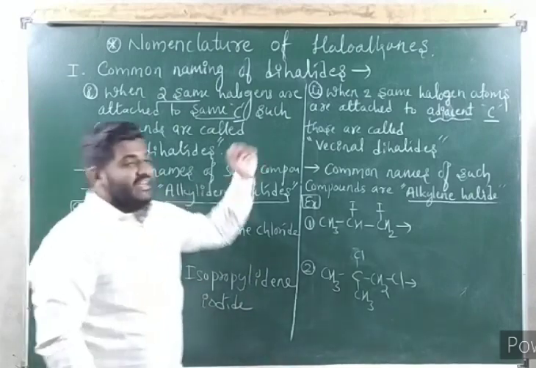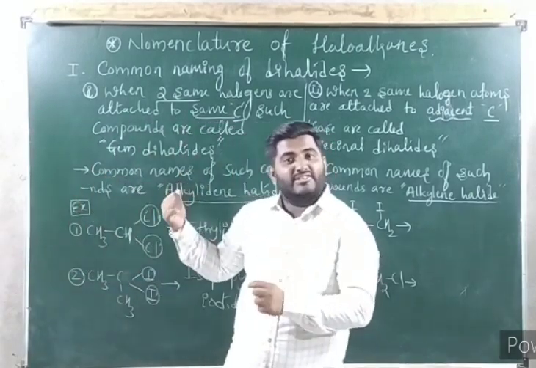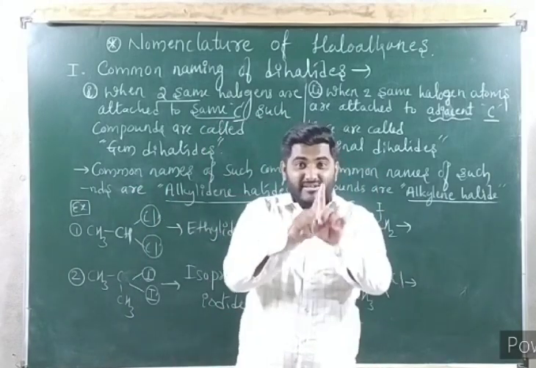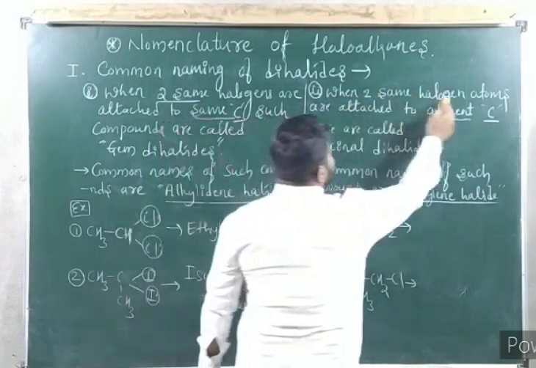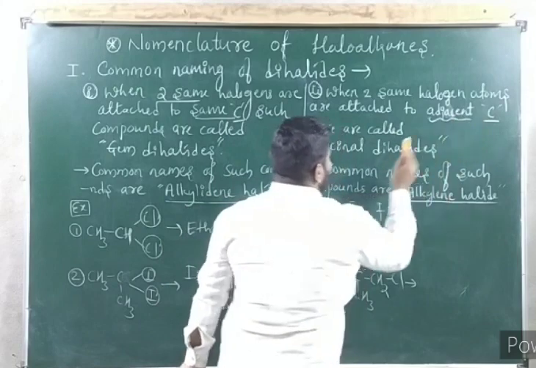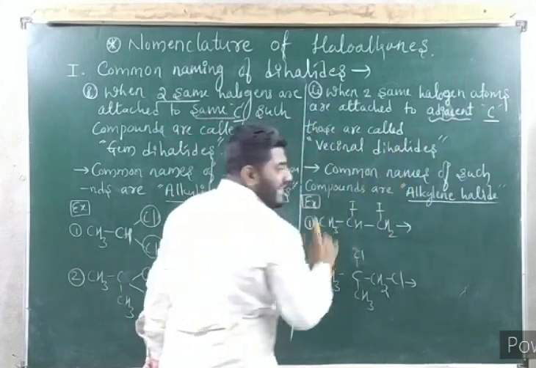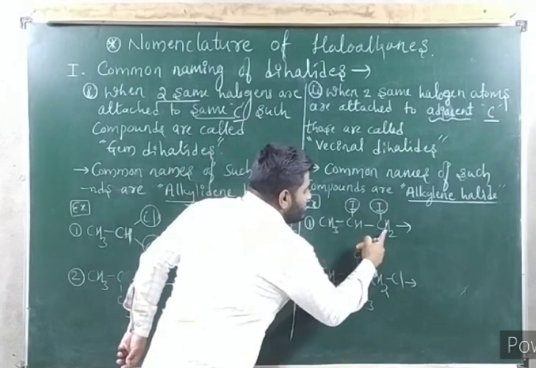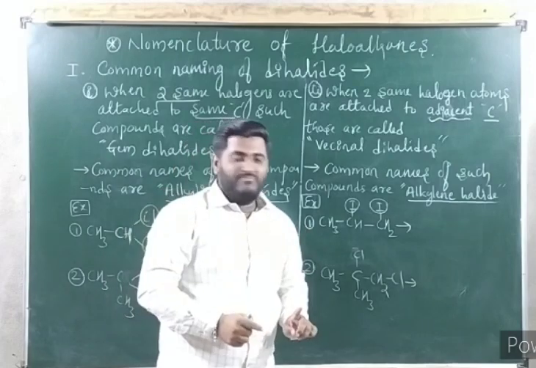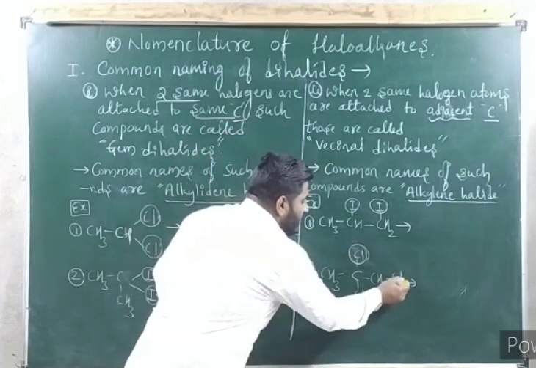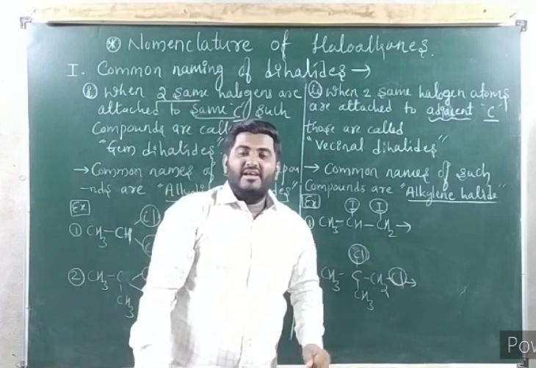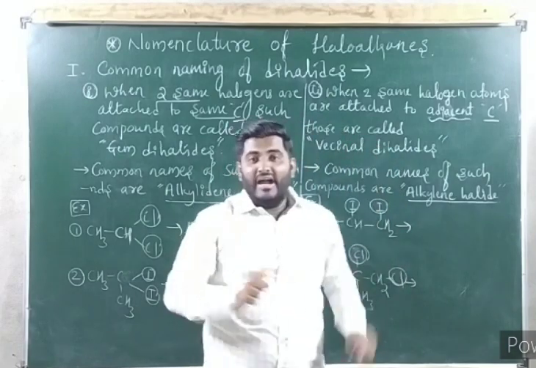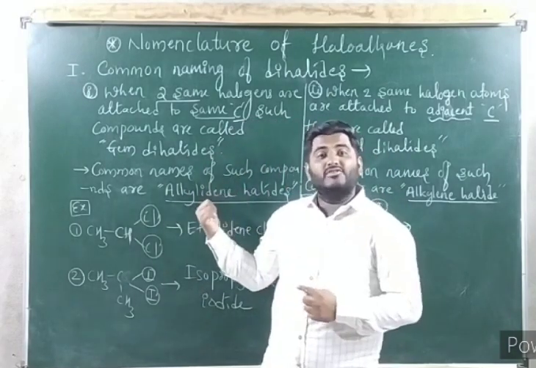Yes. Now second case. Here when both the halogen atoms are attached to adjacent carbon. Adjacent means neighboring carbon. See here. When two same halogen atoms are attached to adjacent carbon, those are called vicinal dihalides. Like this. See, halogen atom is attached to neighboring carbon. When halogen atoms are attached to neighboring carbon, then they are called vicinal dihalides. And when halogen atoms are attached to the same carbon, then that is called geminal dihalides.